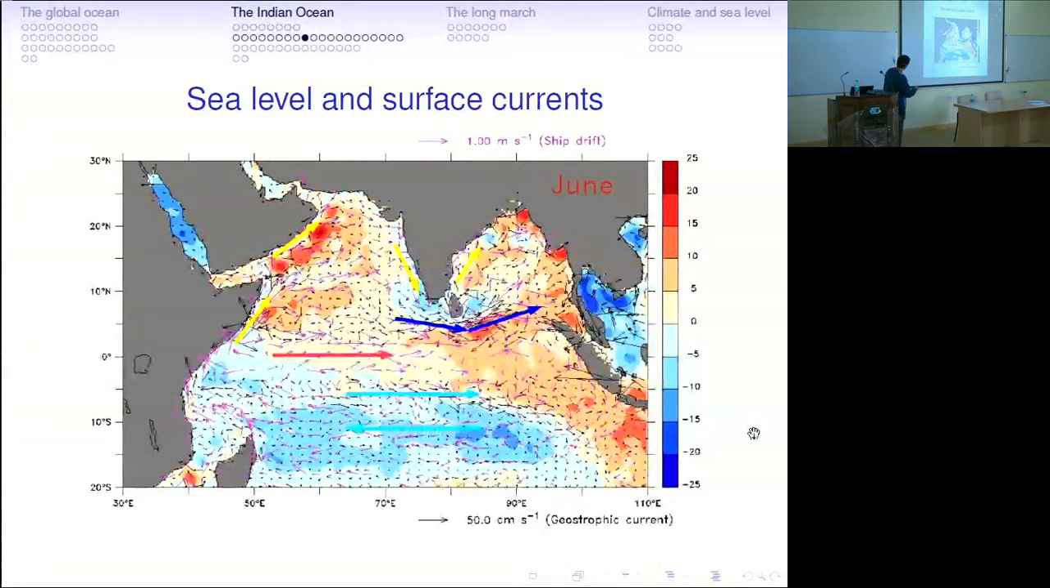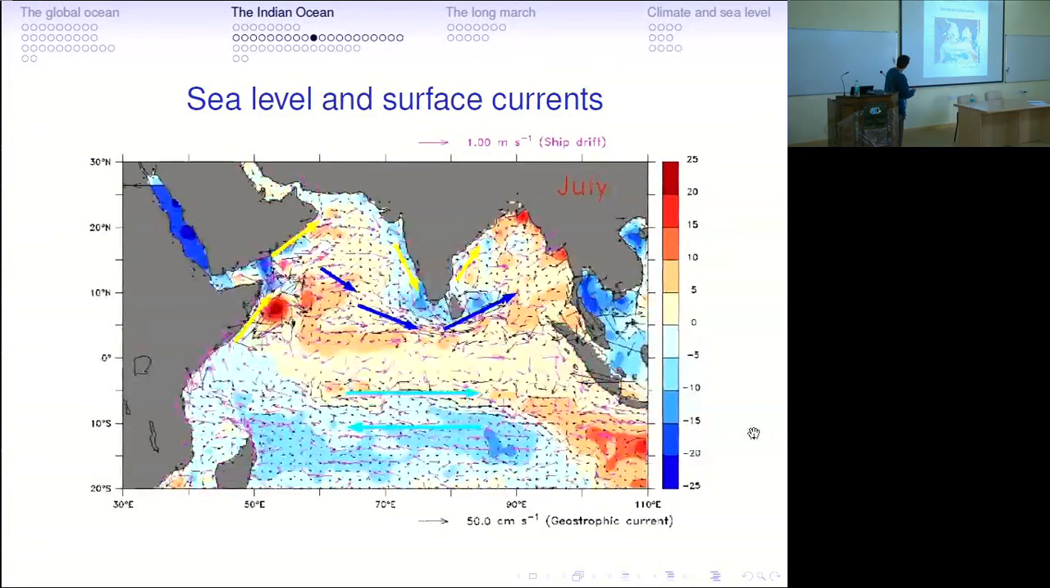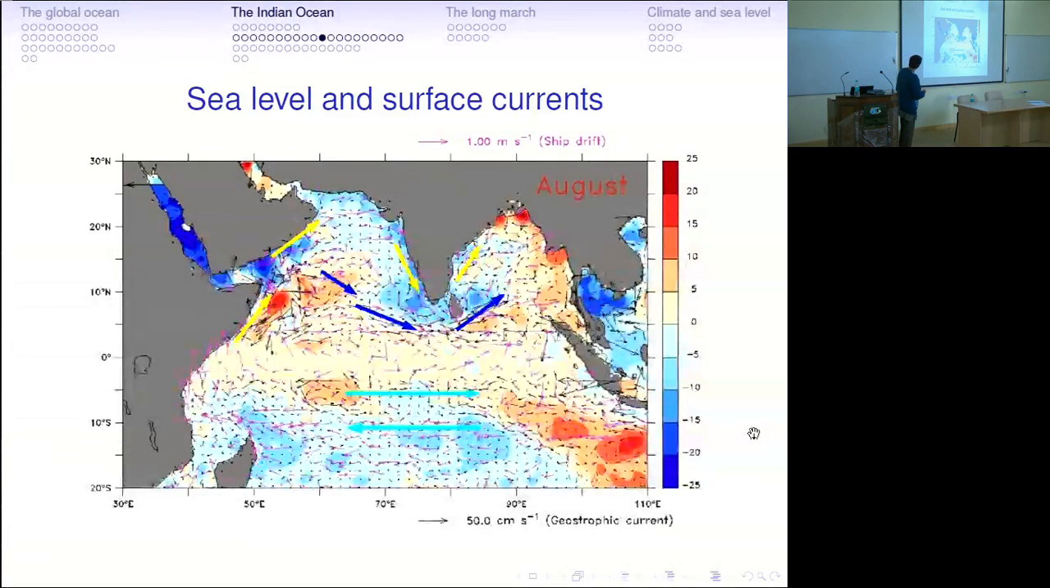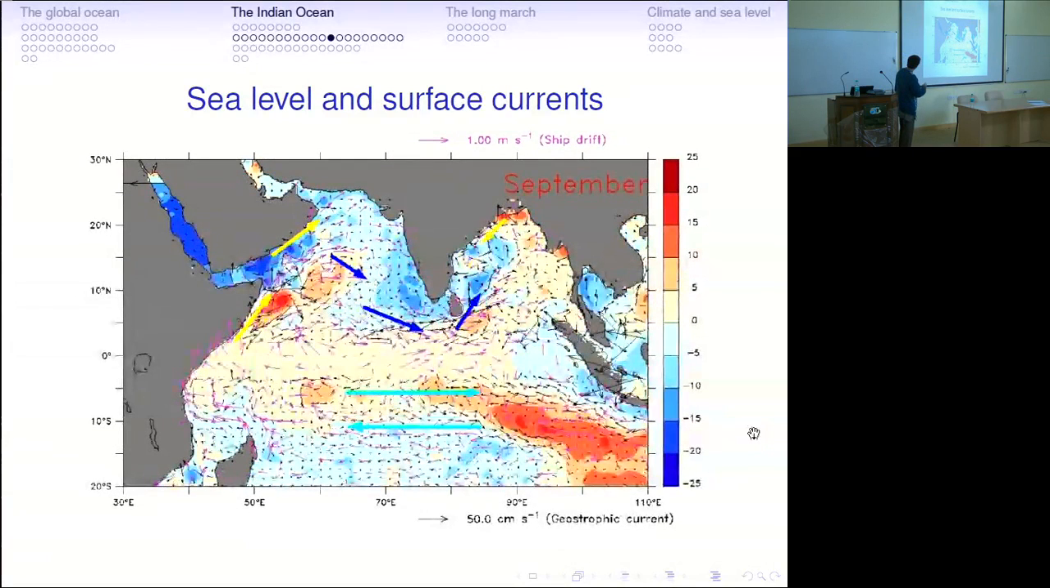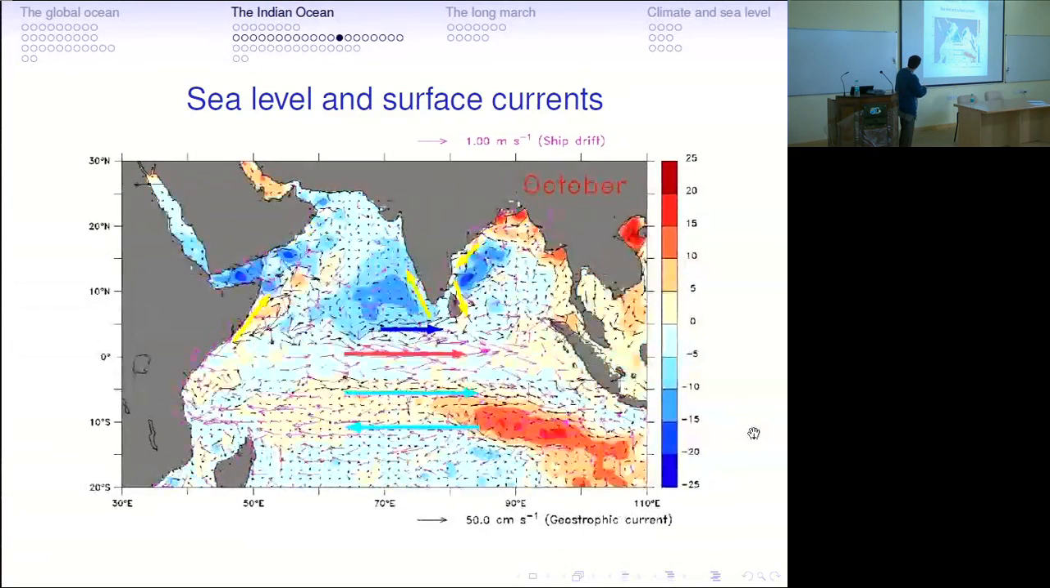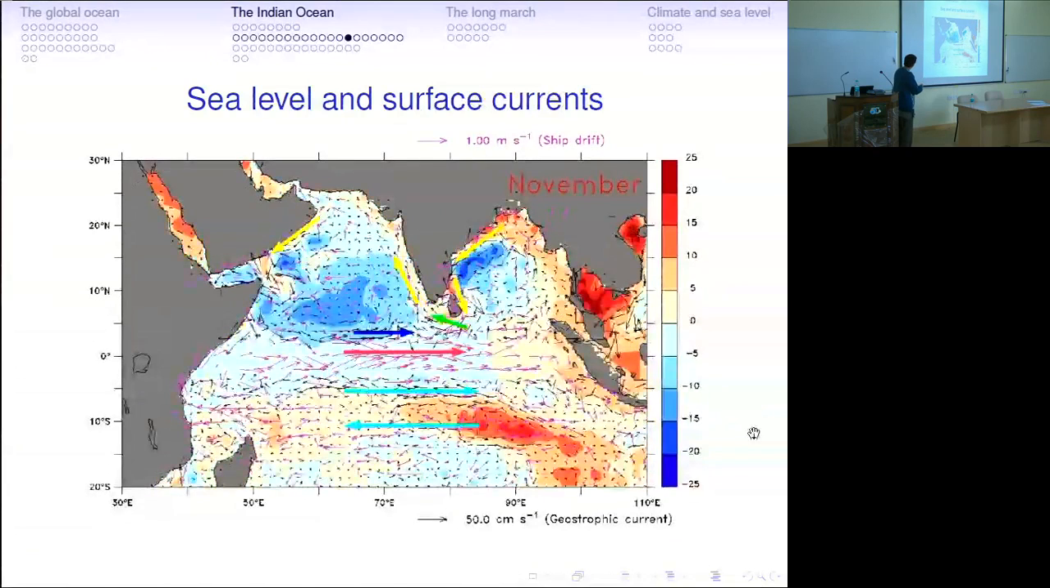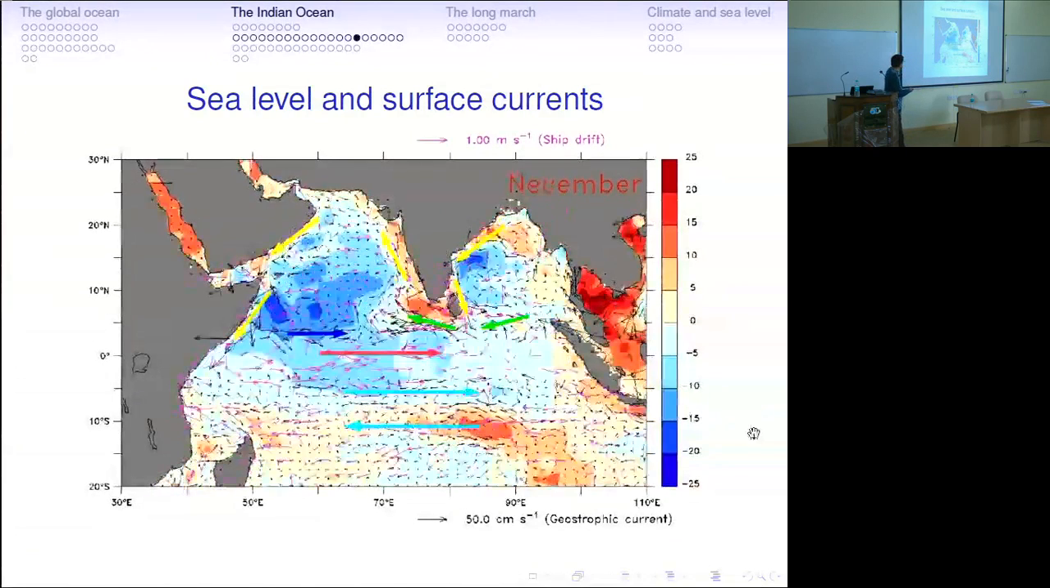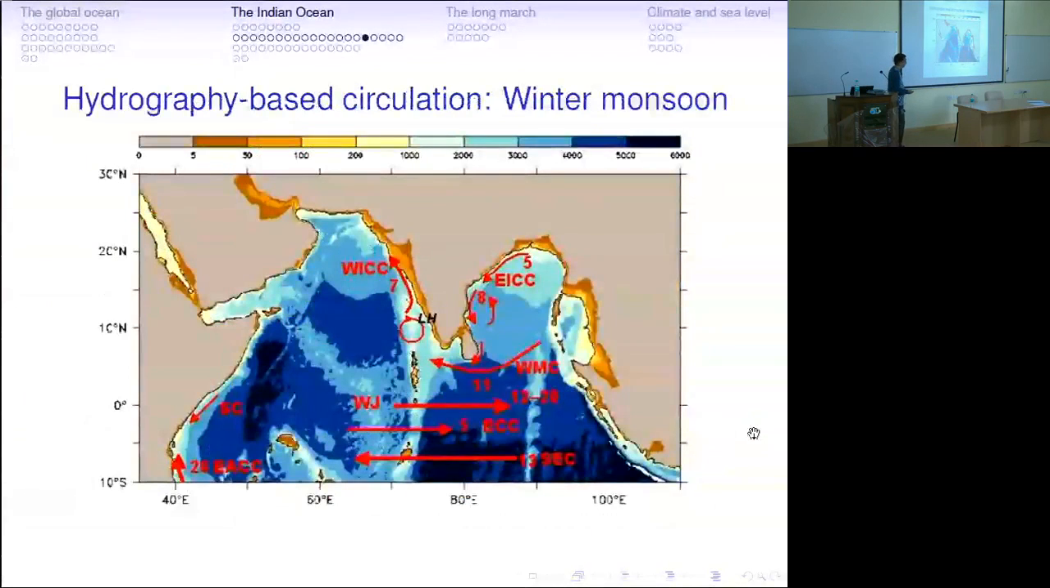By June, the current is actually weakening on the east coast. In July, it's still there, it's still flowing forward, but it is quite disorganized. And in September, it starts reversing on the northern end, and then it flows down over the south by November. And then it starts reversing again in December. So this is the kind of circulation we have.